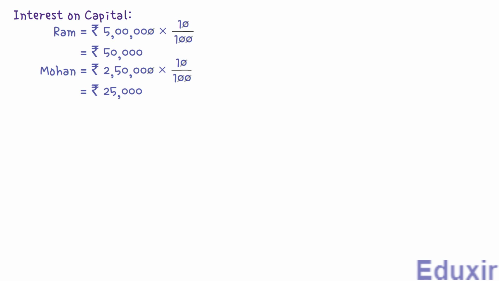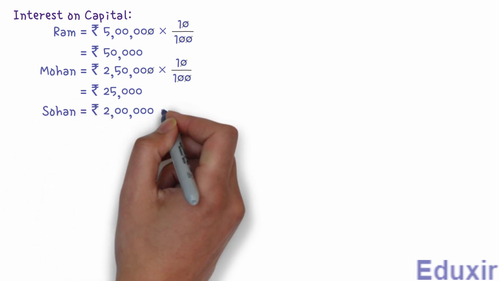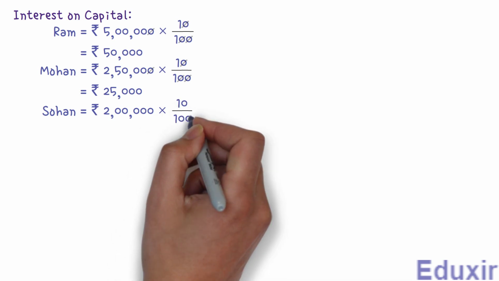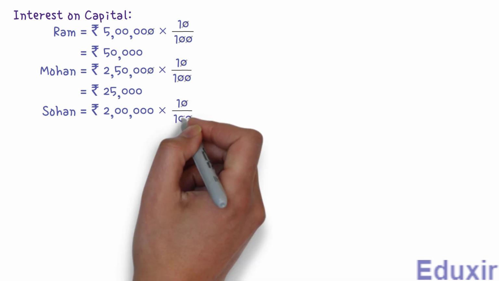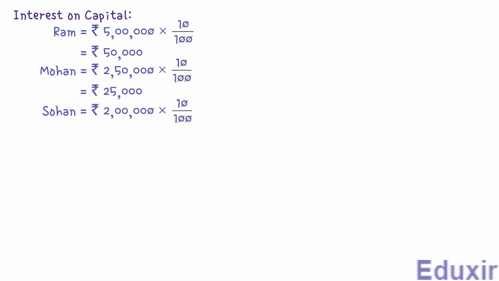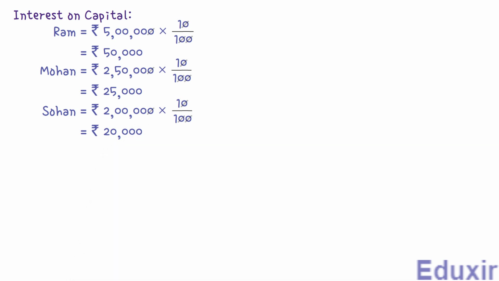Now, the interest on partner Sohan's capital is his capital amount of 2 lakh rupees multiplied with the rate of interest on capital 10 upon 100. Let us cancel a 0 in 100 for the 0 in 10. Let us cancel the other 0 in 100 for the 0 in 2 lakh rupees. The result of this calculation is 20,000 rupees. This is the interest on partner Sohan's capital.